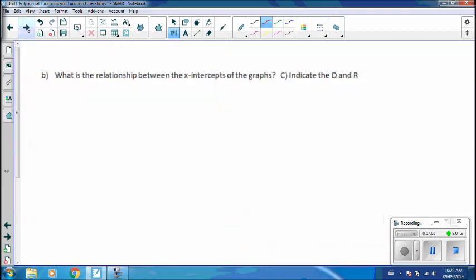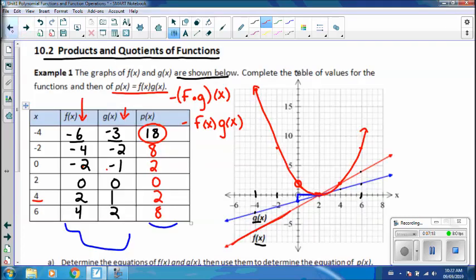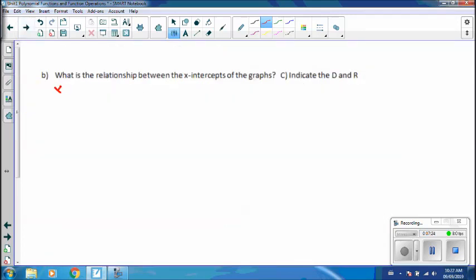Okay. And one other question about those graphs that we just did. What's the relationship between the x-intercepts of the graph? Well, they're the same. They're right there. So the x-intercepts are the same.